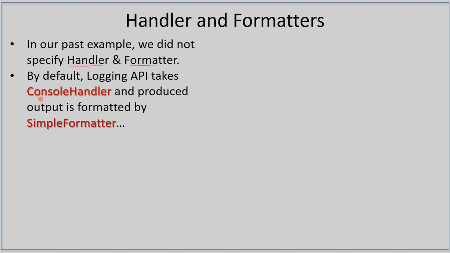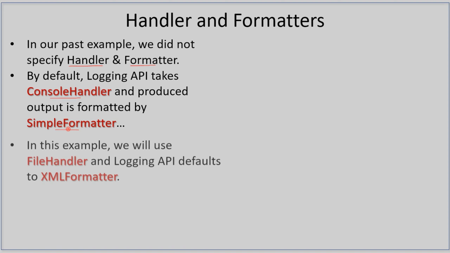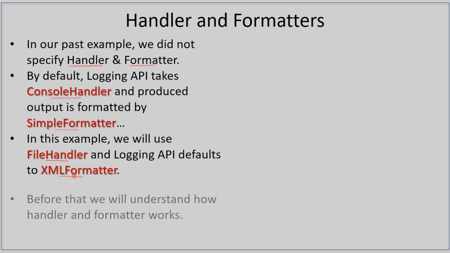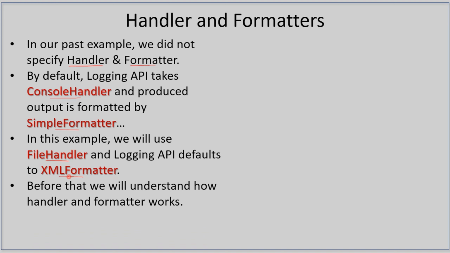So in the last video, we saw the log message which we raised got printed in the console handler, and we also saw some specific formatting followed by the output. In this example, we will use FileHandler, and we can also see how the logging API defaults to XML formatter. Before this, we will understand how handler and formatter work.